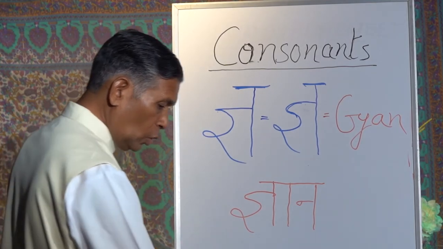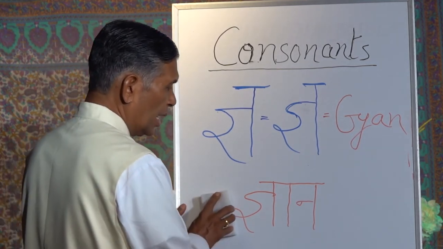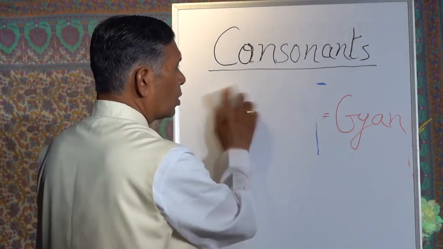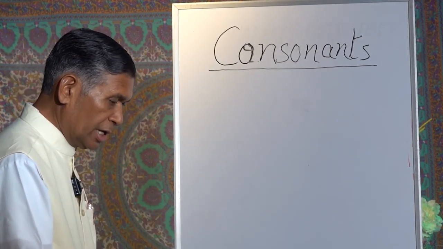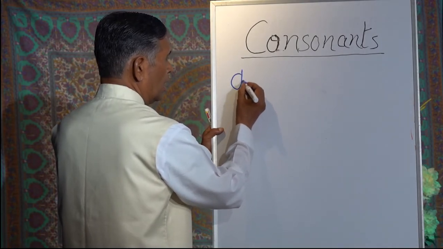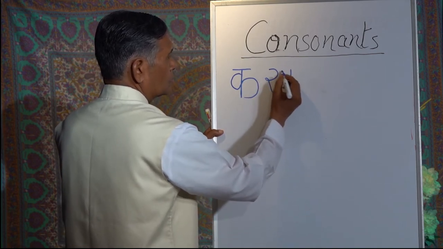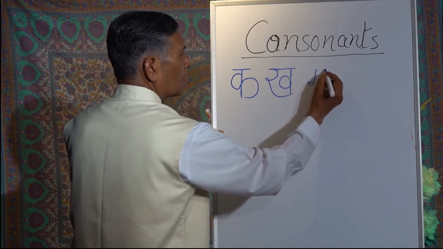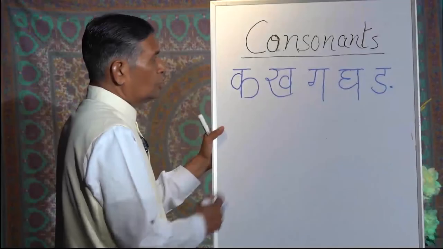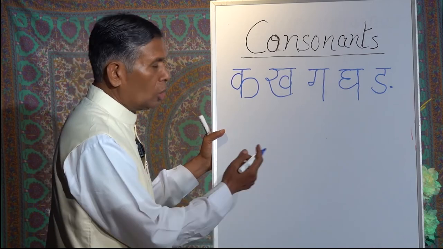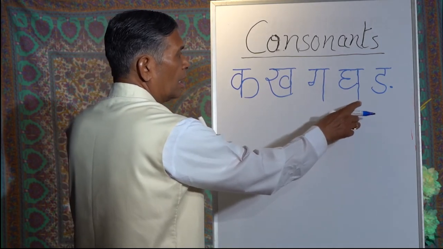Now, I have told you all 36 consonants. And just I will try to write again all the consonants together, then you can recognize the letters and you can read it. Try to understand and try to read. K, kh, g, g. So now I am going to write all consonants together at once. So here I have written K, kh, g, gh, ingya.